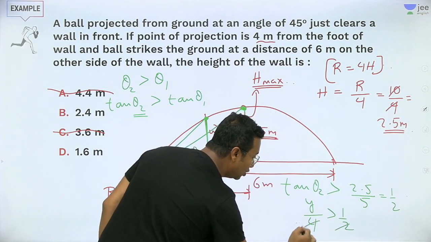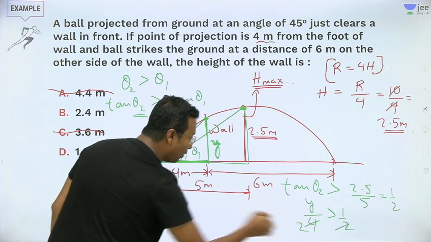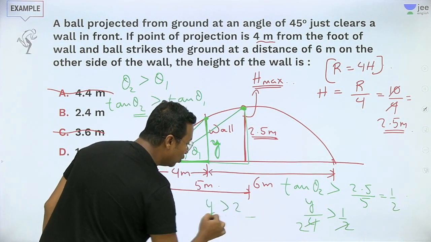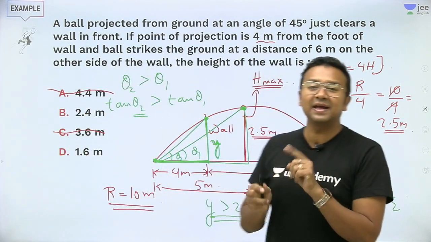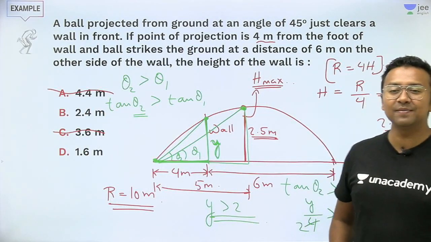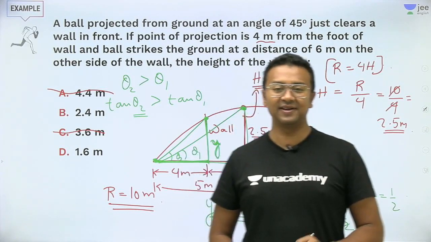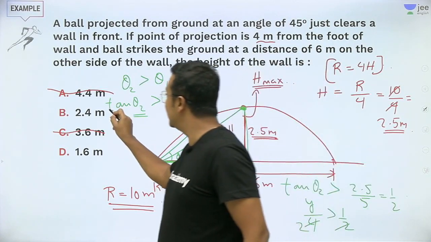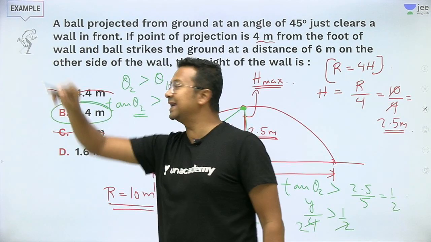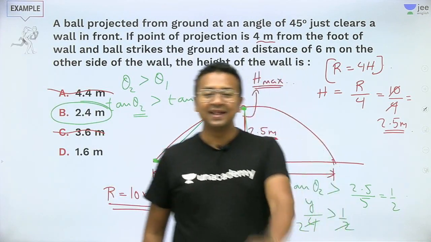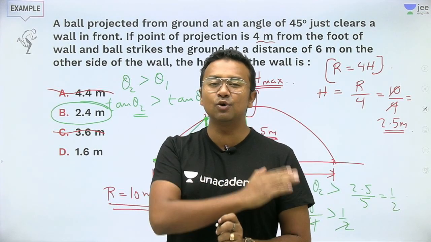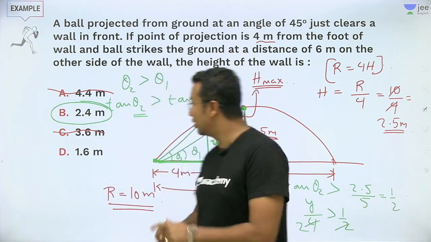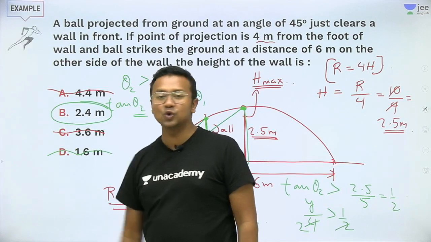So 2 and 2, this will become your y greater than 2. Are you with me? What do you see? The height of the wall should be greater than 2 and it should be less than 2.5, right? That means there is only one option which satisfies this particular relation, that is the height of the wall is greater than 2 and it is less than 2.5, so it is only 2.4. Option D is also gone.